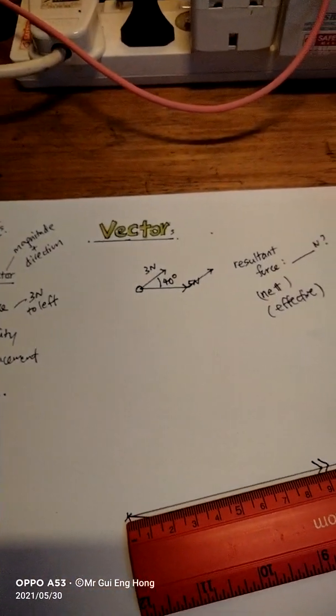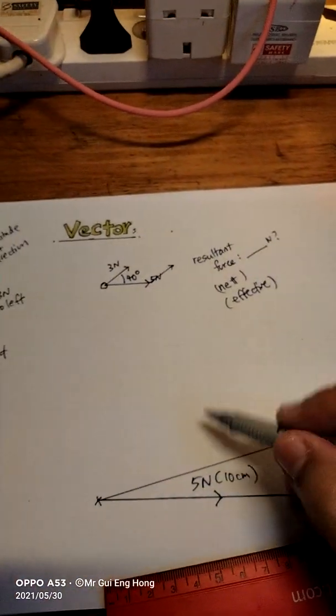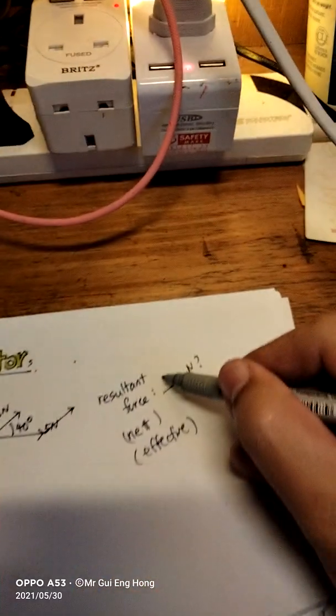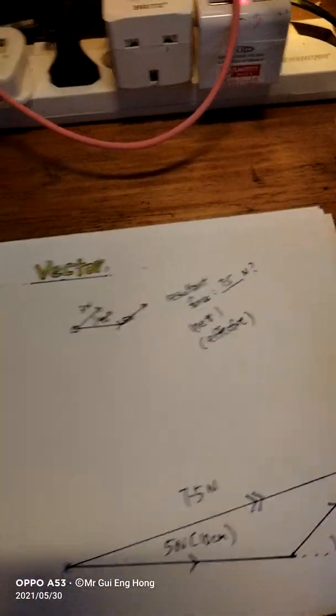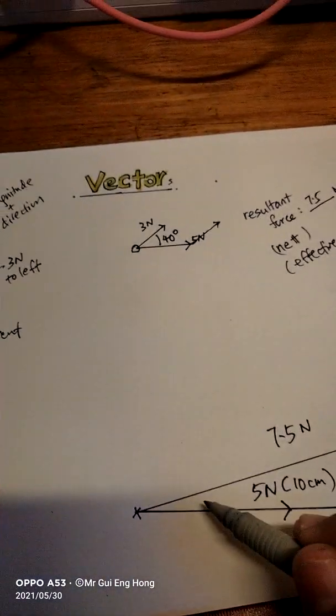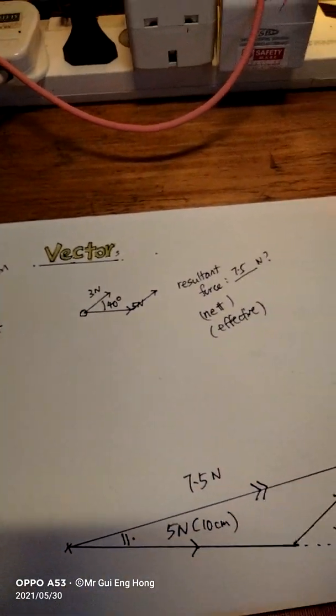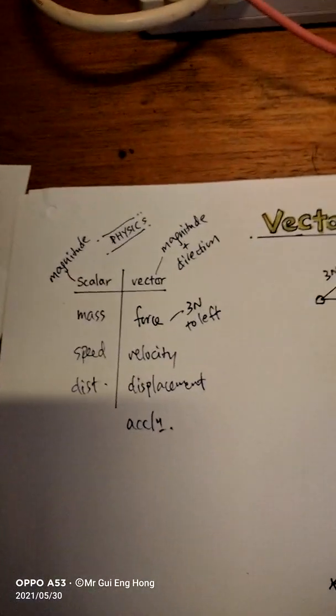And how big is the resultant force? It's 15 cm, so it's 7.5 Newton. So the answer is 7.5 Newton. If you are interested in the angle, you can actually measure this angle using the protractor.